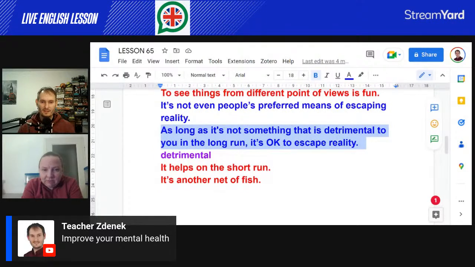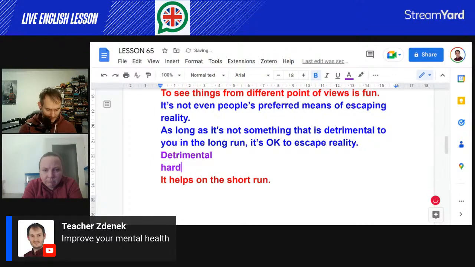As long as it's not something that is detrimental to you in the long run, it's okay to escape reality. I really like this sentence, Helen. First of all, I really like this high level word. Can you tell us a synonym for this again? It's not doing you harm. So this is an adjective, detrimental, and what's the adjective from the word harm? Harmful. How do you pronounce this word again? Where's the stress? Detrimental, the stress is on men. So we're going to write it in capitals.